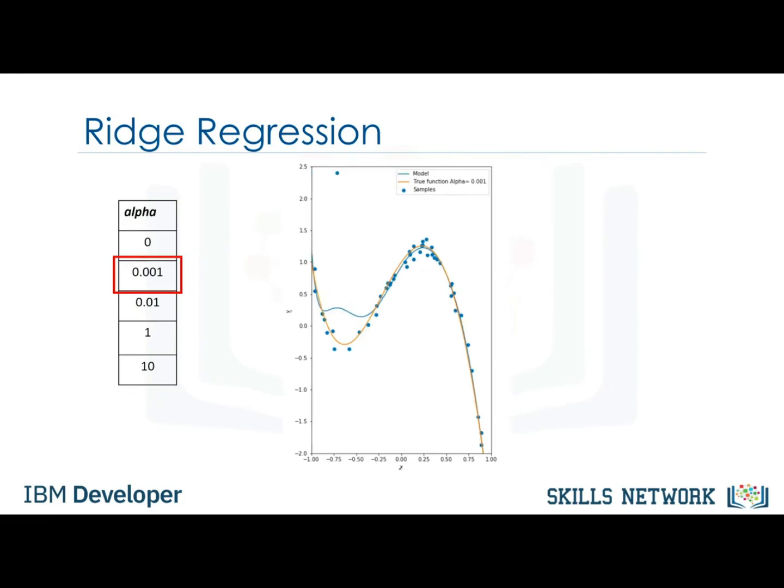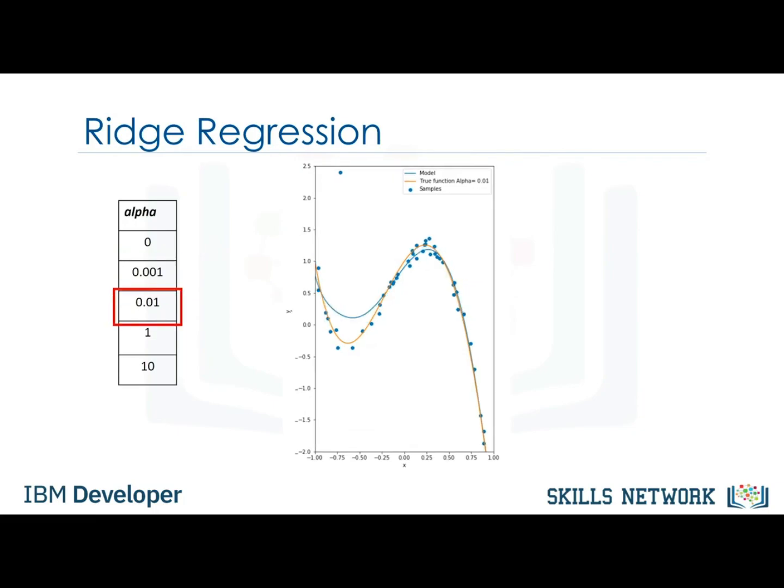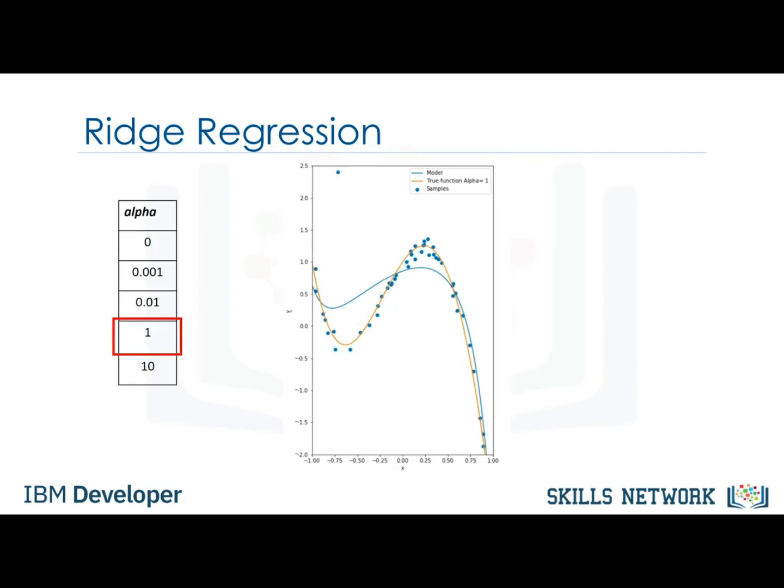For alpha equal to 0.001, the overfitting begins to subside. For alpha equal to 0.01, the estimated function tracks the actual function. When alpha equals 1, we see the first signs of underfitting. The estimated function does not have enough flexibility. At alpha equals 10, we see extreme underfitting. It does not even track the 2 points. In order to select alpha, we use cross-validation.